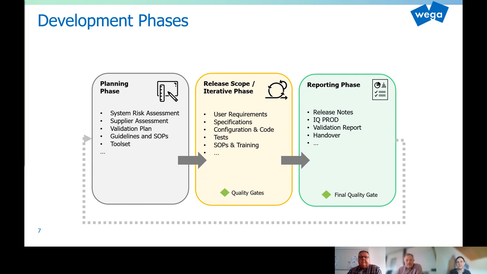After that, during the reporting phase, the validation activity will be closed. The final quality gate ensures that all requirements of the target release are validated and that the release is ready to be deployed on point. In our case, closing the validation activities will also consist of issuing the release notes and the validation report.